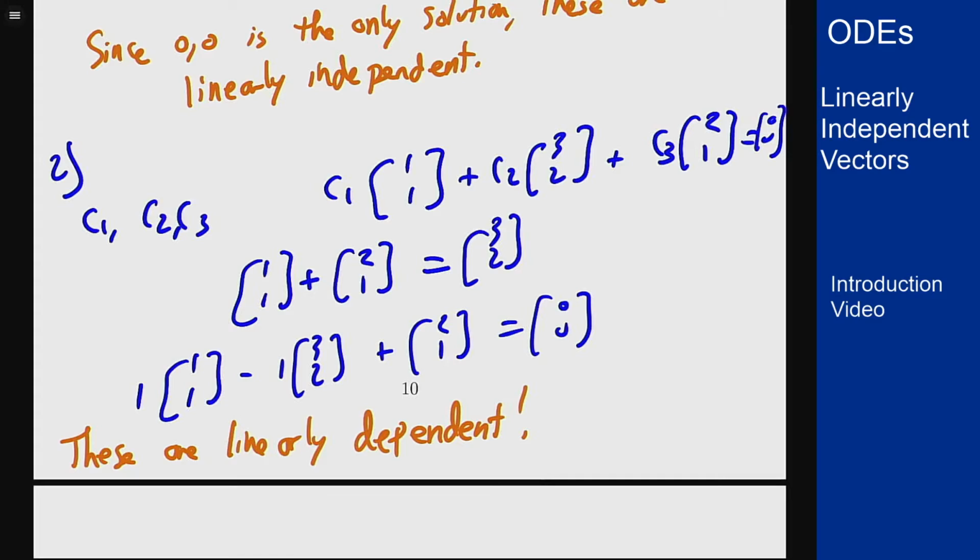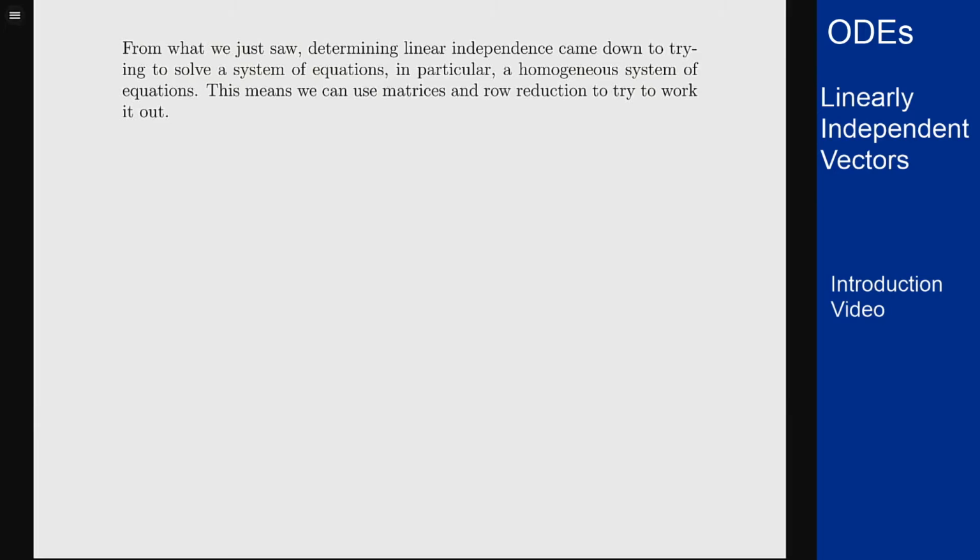Now, since there is more than one solution, I could also do 2, -2, and 2. That would also work. Any multiple of this solution would give me another solution to this problem. What we can see from this process is that determining linear independence really comes down to solving a system of equations for these constants c1, c2 up to cn that make this thing 0. And in particular, since the right-hand side is 0, it's a homogeneous system of equations.